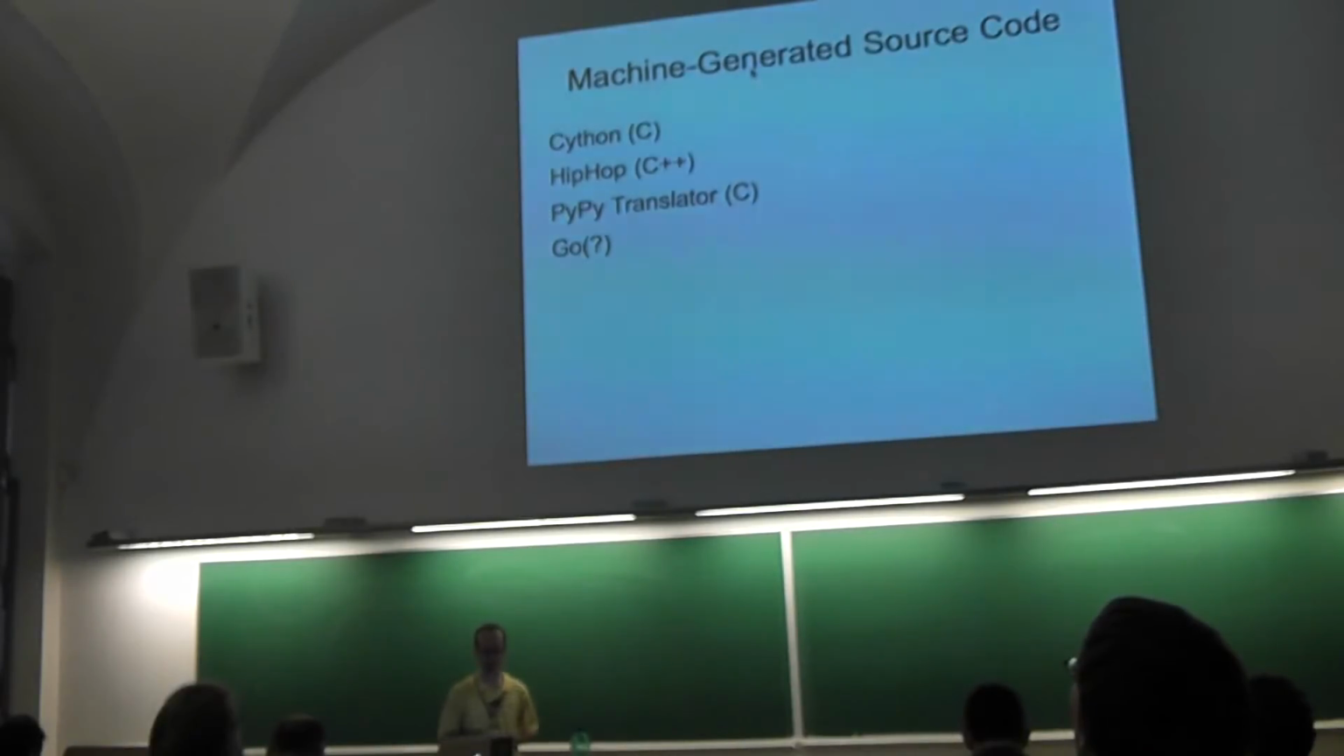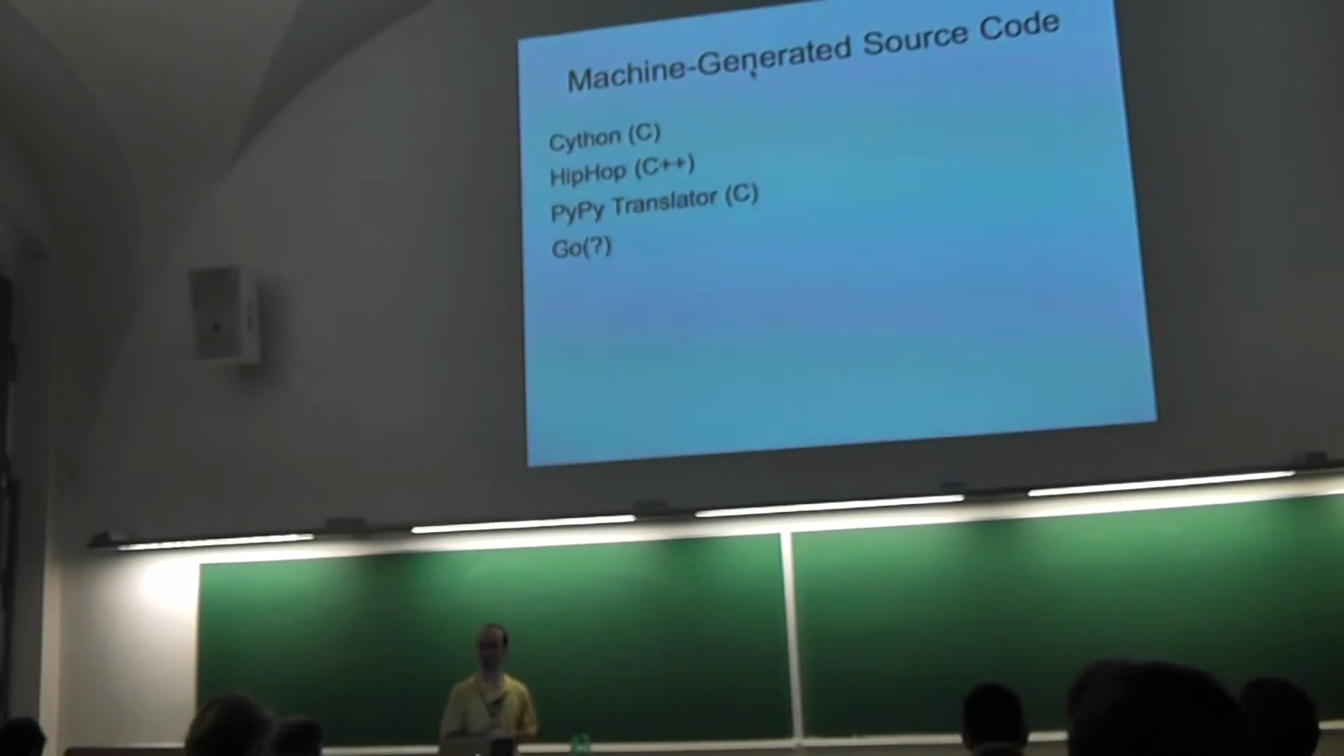So what people are doing because of these limitations of the JIT so far is using various types of conversions. There's Cython, which is a tool mainly for writing CPython extensions. You write it in Python and it converts it to C or C++. Facebook developed something called HipHop, which is a conversion tool for taking their PHP code and converting that into C++.